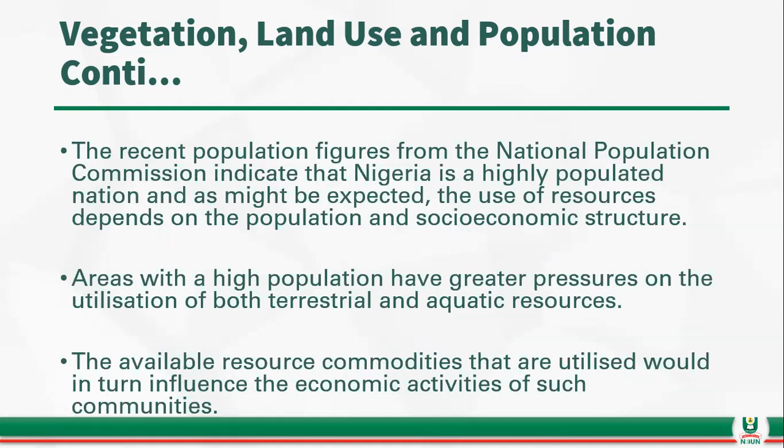Now, the recent population figures from the National Population Commission indicate that Nigeria is highly populated. Yes, of course, we are talking about another census taking place this year or anytime from now. However, the population of the country, as estimated, is about 220 million people for now. It's about 220 million people, which is a projection.